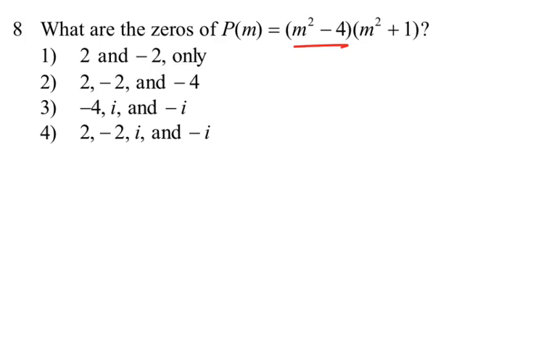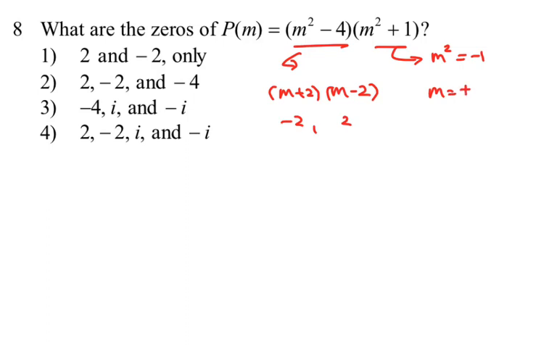Now, number 8. What are the zeros of the function? m squared minus 4 can be factored into m plus 2 and m minus 2. And then here we get negative 2, 2 as our roots. And from the second factor, m squared can be equal to negative 1, then m must be equal to positive and negative i. So choice 4 becomes the answer given.